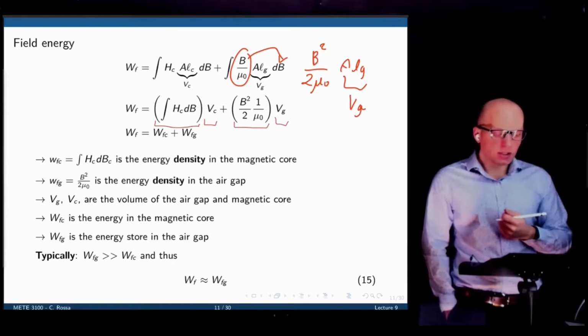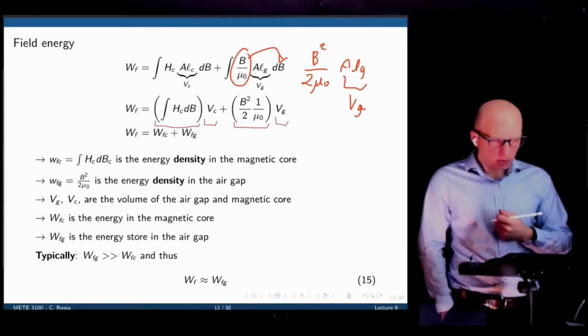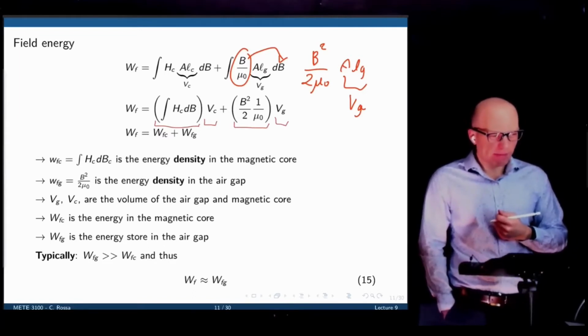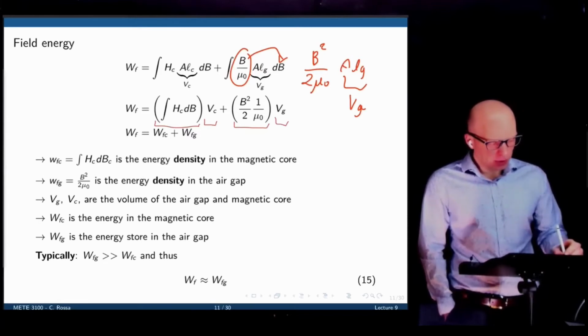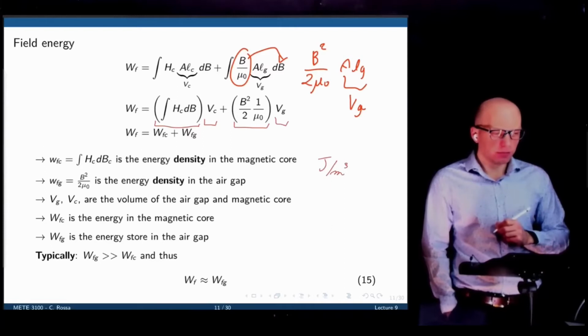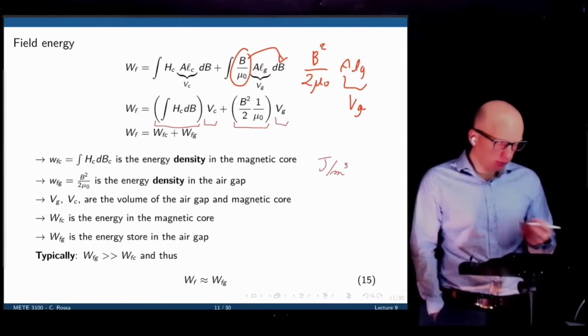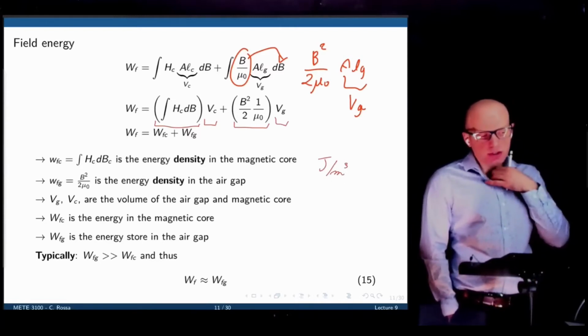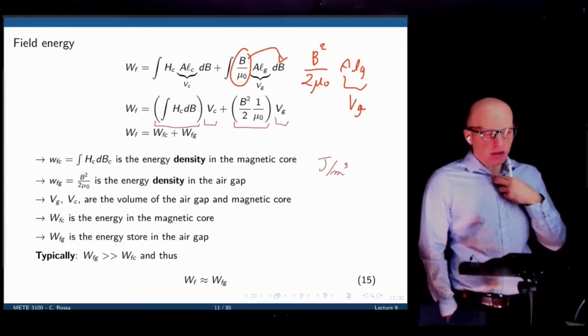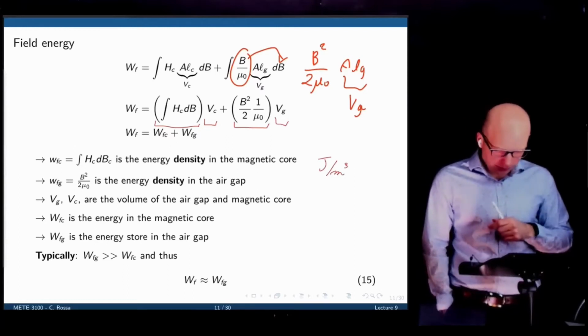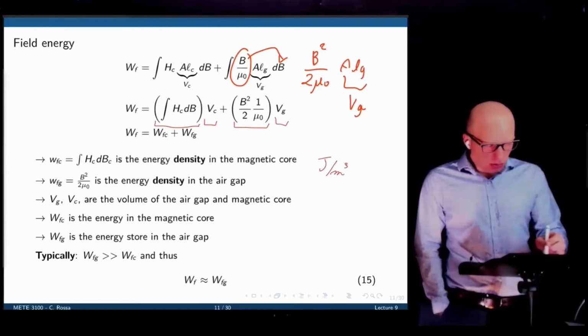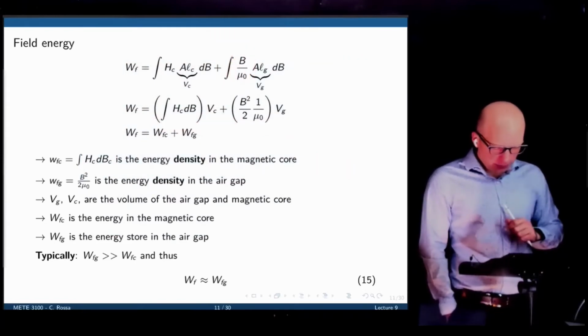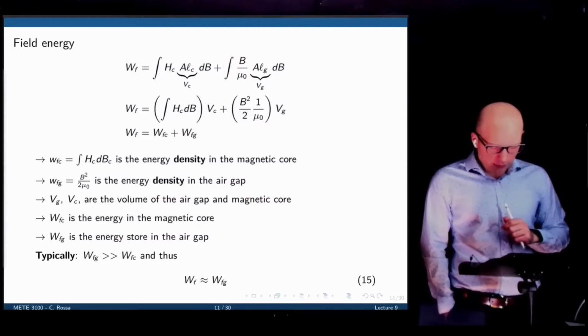Right? What is the unit for the energy density? That would be joule per cubic meter. And what is the energy? Volume is cubic meter, so multiplying one by the other, we have energy in joules. Okay, so here are all the definitions.